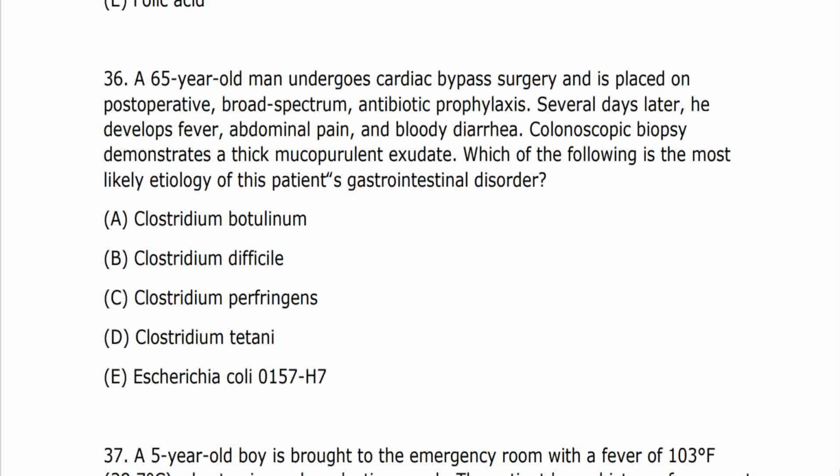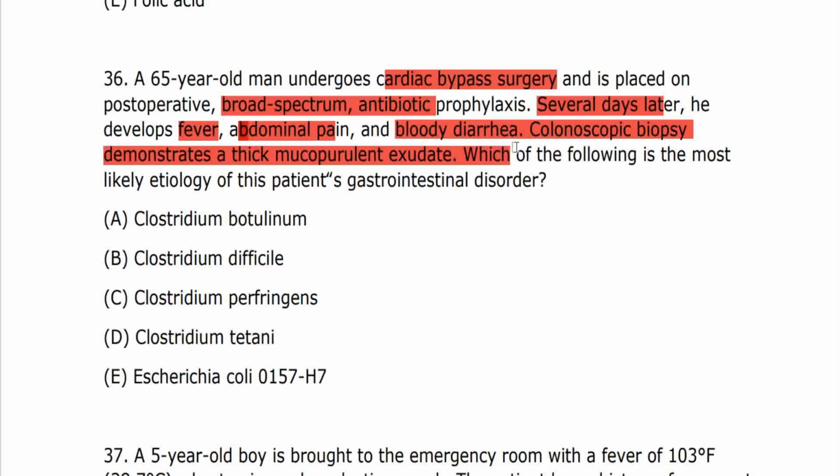The important thing here is that this patient underwent a major surgery, after which he is placed on broad-spectrum antibiotics, and then of course several days later the patient develops what? Fever, abdominal pain, that's important too, and bloody diarrhea. So something is definitely wrong with the GI, and there's a colonoscopy biopsy that shows mucopurulent exudate. And they're asking us what is the etiology.